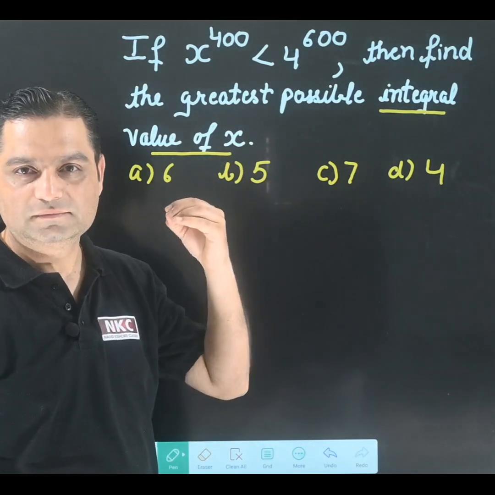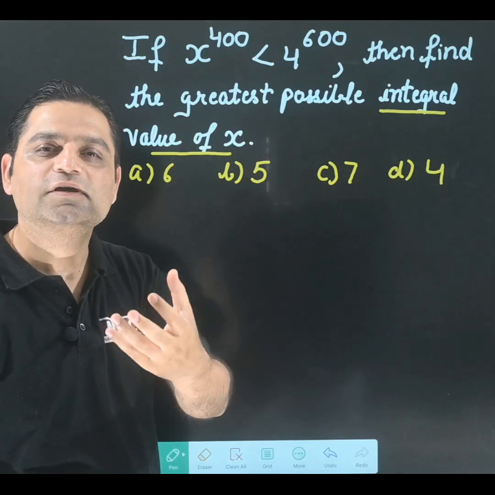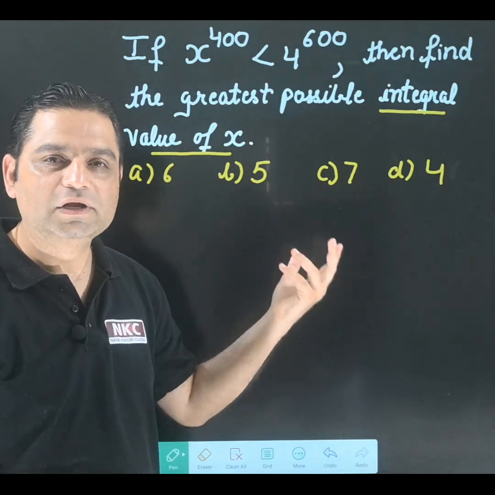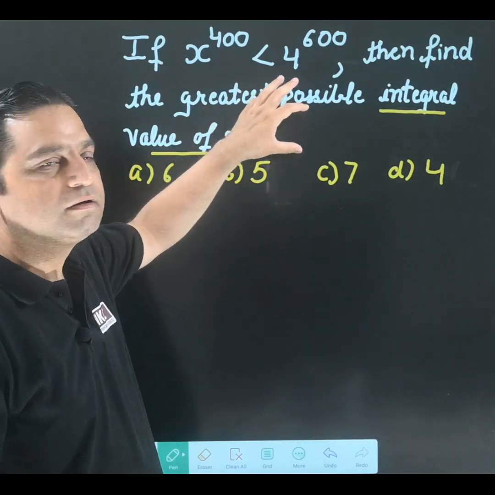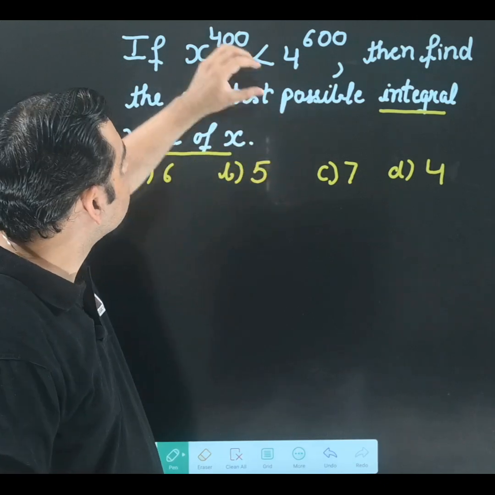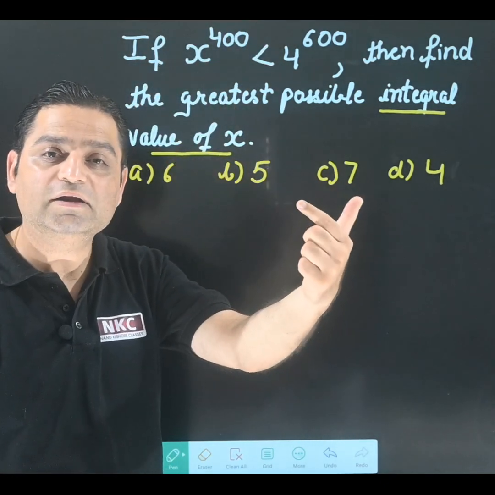First of all, integral value of x means we need to find a value of x which can be an integer. Integer means 0, 1, 2, 3, 4, 5, 6, 7, 8. It may be -1, -2, -3, whatever. These are integers. But we need to find the integral value here which is satisfying this situation. That's the main thing. And that integral value must be the greatest one.